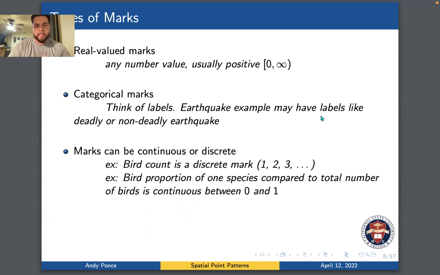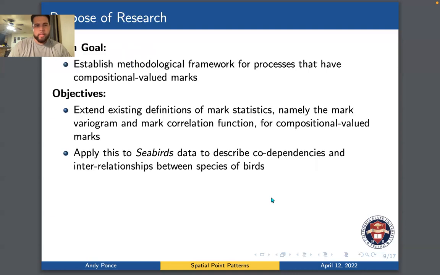An example of a continuous mark is what we did in our work, where we took marks as the proportion of birds relative to the total number of birds. I'll explain this a little bit more, but just know that this proportion is a decimal between 0 and 1. It's not a whole number. And so let's keep going.